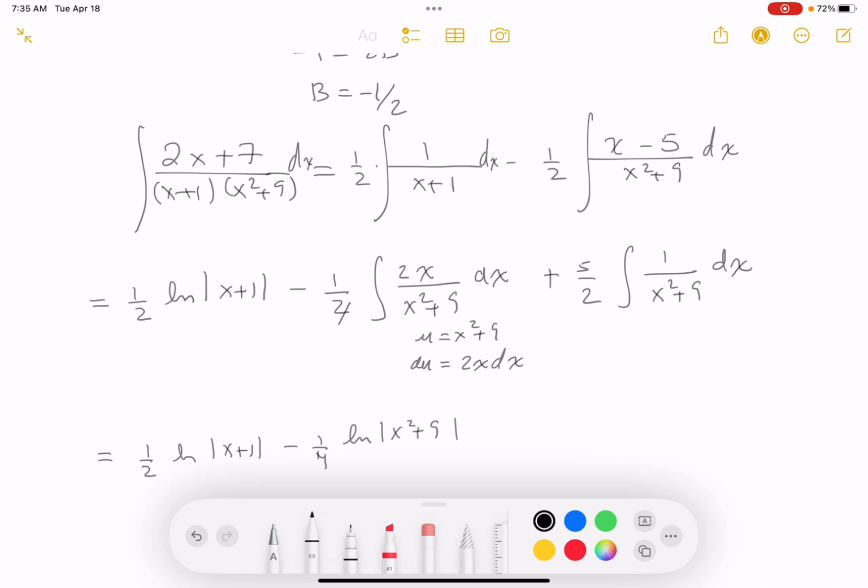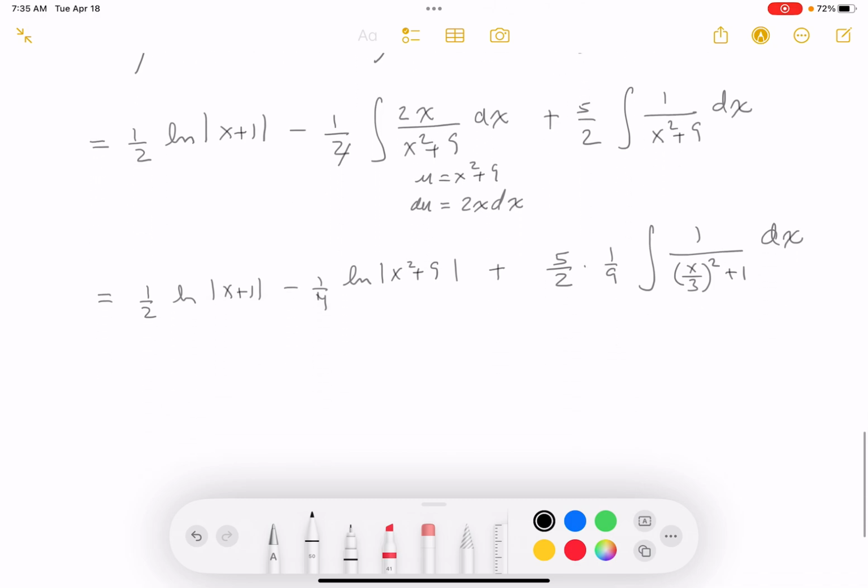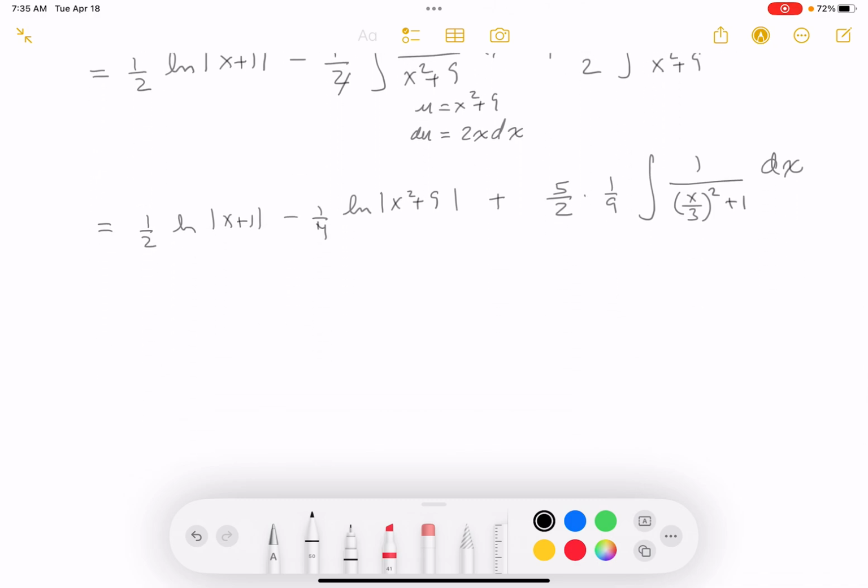All right, take a moment to think about this. And look at the other guy, and it reminds me of arctangent. The way I like to do it may be different than other people, but I'm going to write this down: 5/2. And I'm going to factor out a 9. That's 1/9. This will be 1 over x divided by 3 squared plus 1 dx. I'm going to keep working on it. And I'm going to say 1/2 natural log absolute value of x plus 1 minus 1/4.